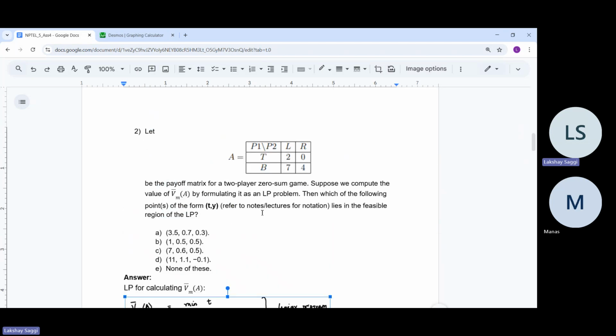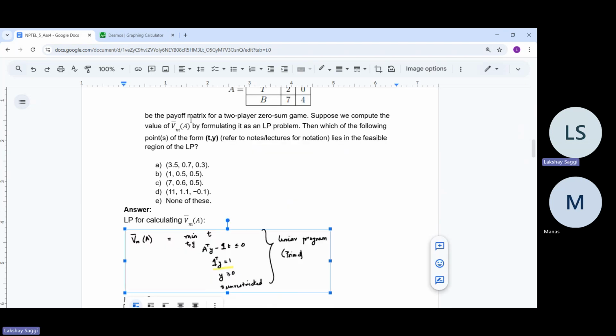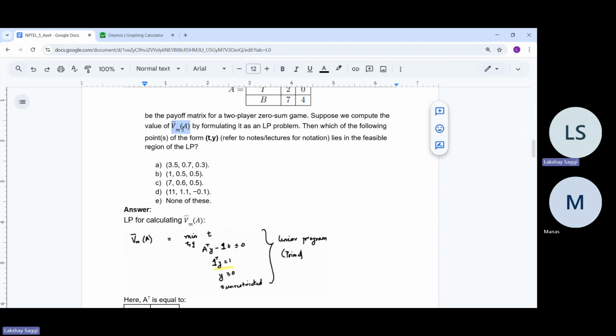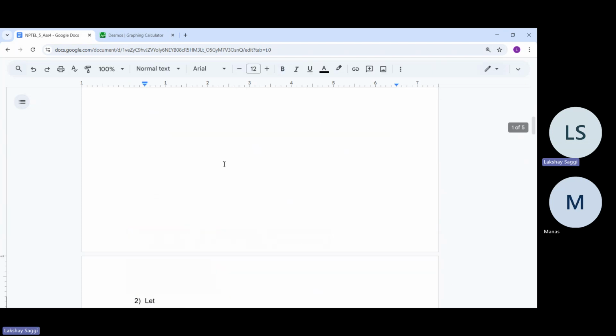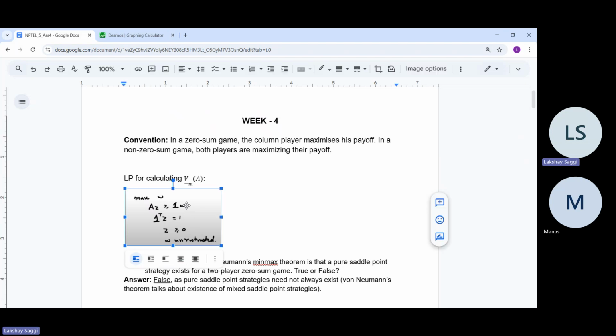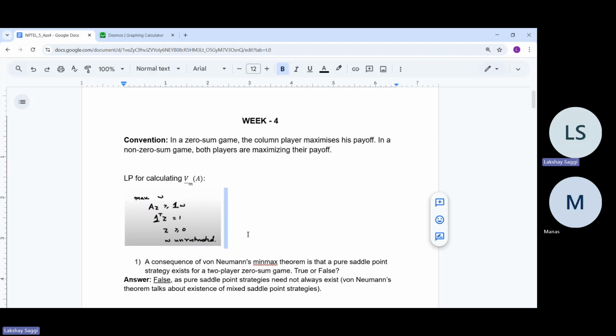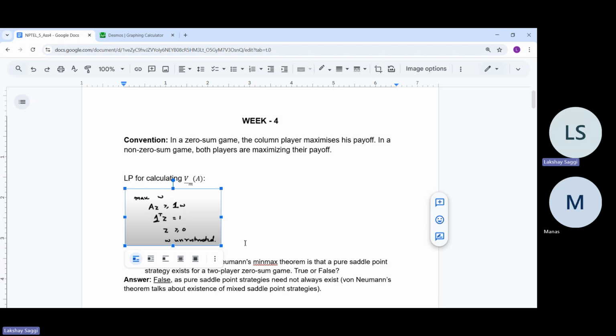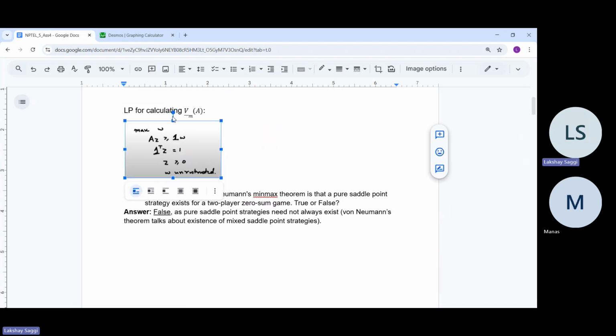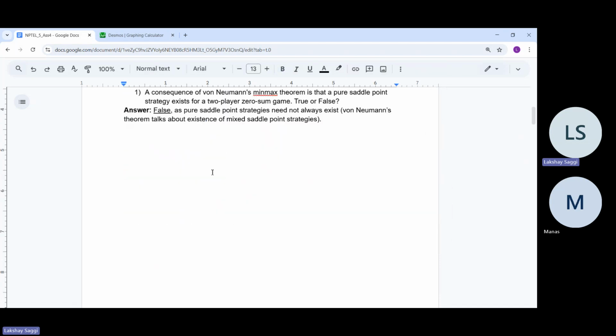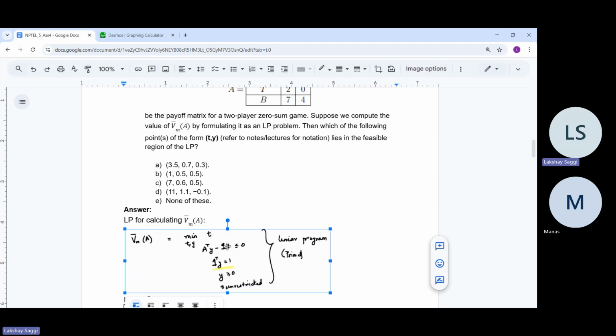If one instead is talking about, let's say, the V underscore M, if one instead is talking about calculating V underscore M of A, then you need to check the dual, and the LP for calculating the dual is this. This was also discussed in the lectures anyway, so this is not something new. This snippet is again from the lectures for calculating using the dual LP, and this is the primal LP.